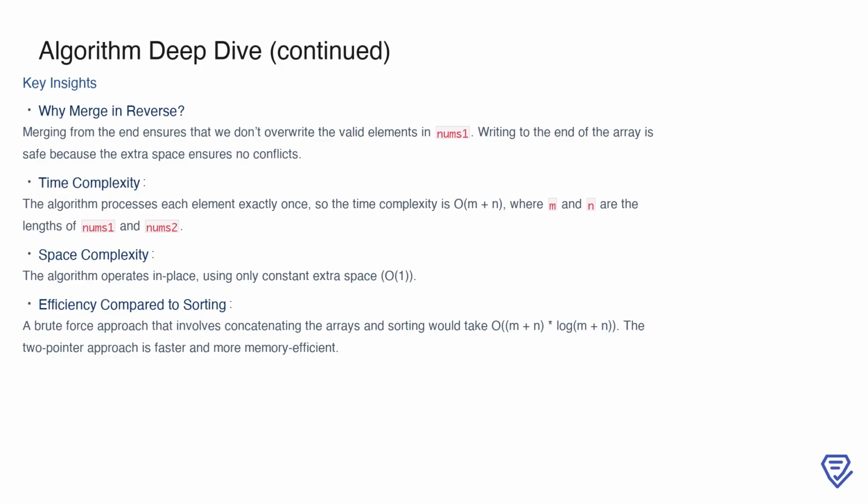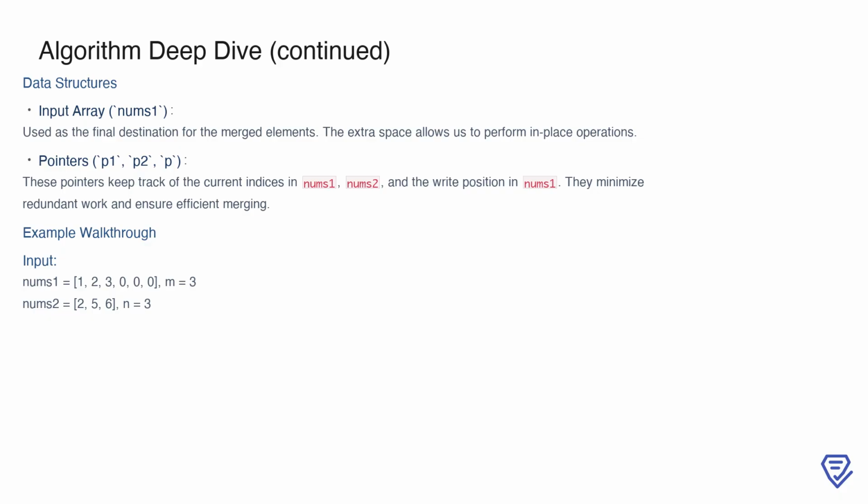arrays. In this algorithm, the key data structures are the input arrays themselves and the 3 pointers used to manage the merging process. The nums1 array serves as both the input and the final destination for the merged elements. Its extra space at the end enables us to perform all operations in place.